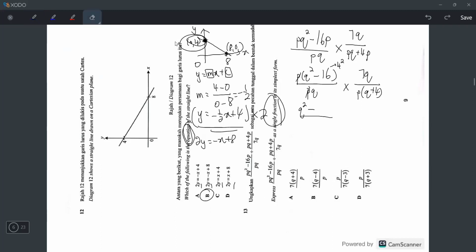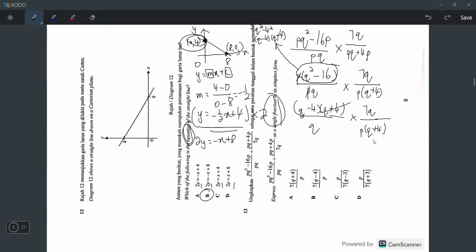Okay, so it means this one can change to Q square minus 4 square, and then you can open 2 brackets, Q minus 4 and Q plus 4. So let's go: Q minus 4 bracket, Q plus 4 bracket, over Q, times with 7Q over P bracket Q plus 4. And now I can potong.